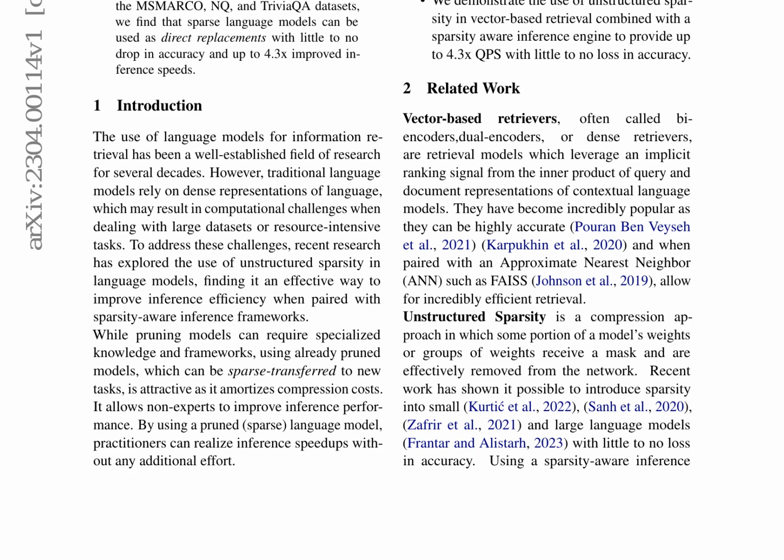Experiments on the MSMARCO, Natural Questions, and TriviaQA passage retrieval datasets showcase the potential of sparse language models as drop-in replacements for existing models. By leveraging unstructured sparsity, practitioners can realize inference speedups without additional effort, making it an attractive solution for those seeking to improve performance in information retrieval tasks. This novel approach has significant implications for enhancing the efficiency of vector-based retrieval systems.